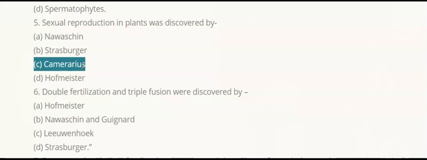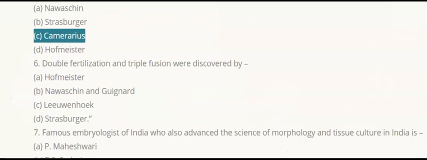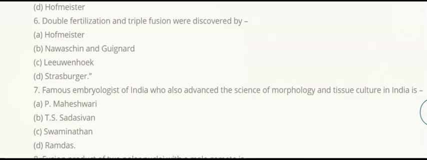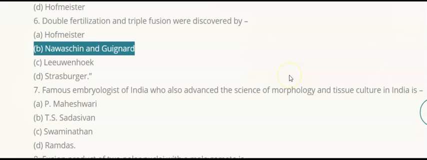Then we move to our next question. Question number 6. What is double fertilization and triple fusion? This was a corollary. These were discovered by, there are 4 options given here: Hofmeister, Novacin and Guignard, Leeuwenhoek and Strasburger. So we go with our option B, a very commonly known answer, Novacin and Guignard.